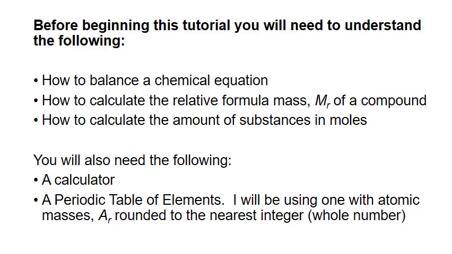Before beginning this tutorial, please do have a check through the following information and make sure that you're able to balance a chemical equation, calculate the relative formula mass or the MR of the compound, and also how to calculate the amount of substance in moles. You'll also find it useful if you've got a calculator and a periodic table of elements. I'm going to be using one from the GCSE specification that has been rounded to the nearest whole number for the atomic masses.